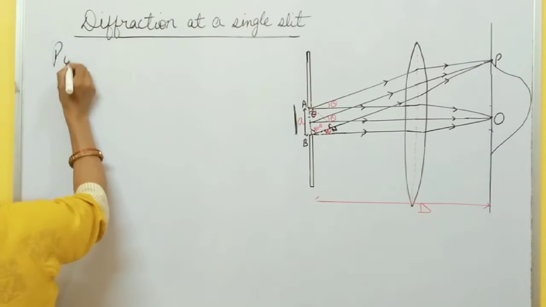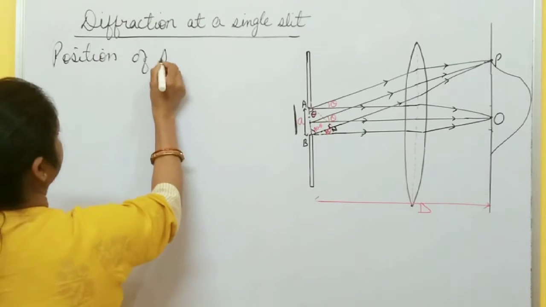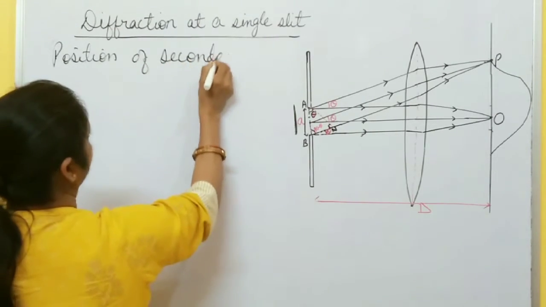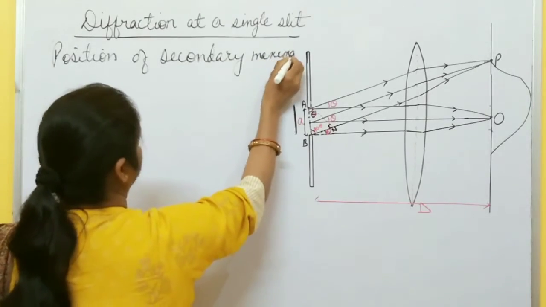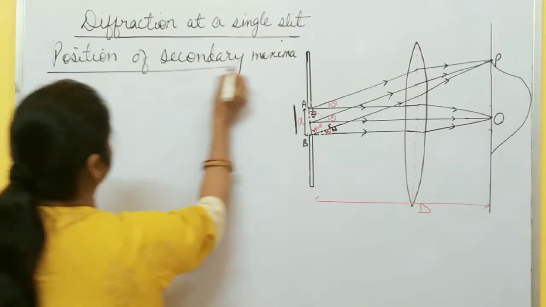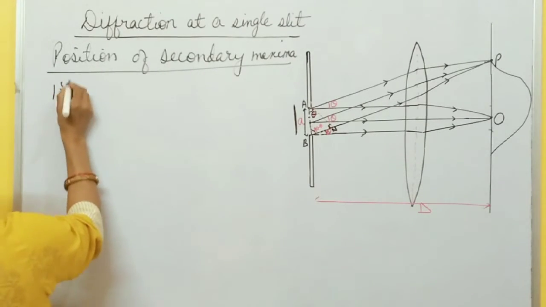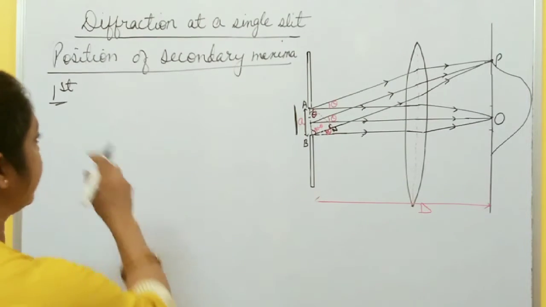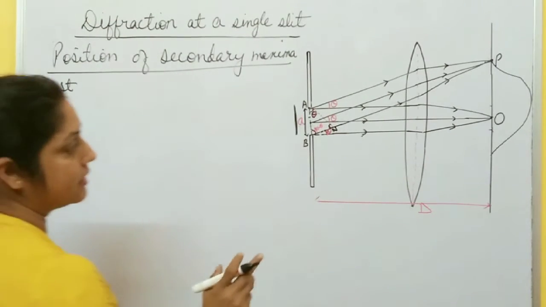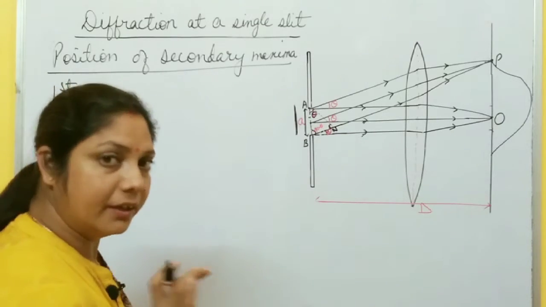Okay. Position of secondary maxima, not maxima. Just remember this one, okay? There is a central maxima, and then the other maximas are called secondary maxima. So first secondary maxima, right? Suppose that first secondary maxima occurs at a point where path difference is 3 lambda by 2, okay?